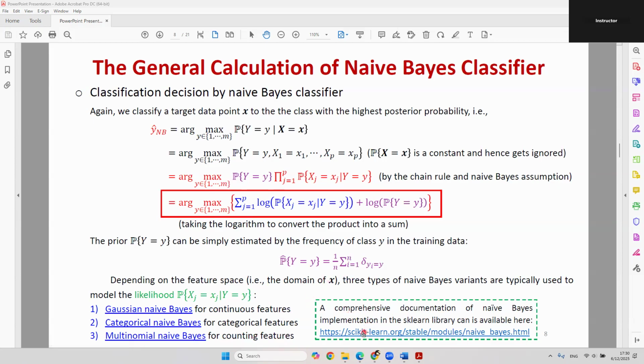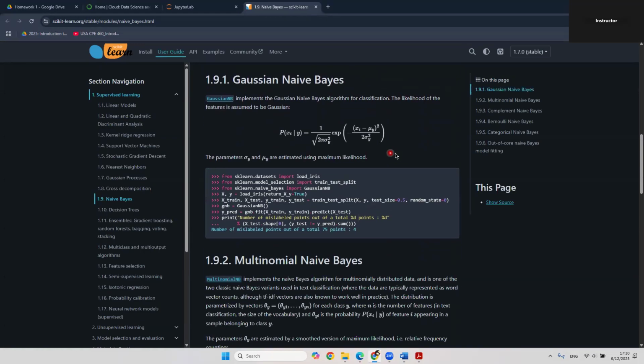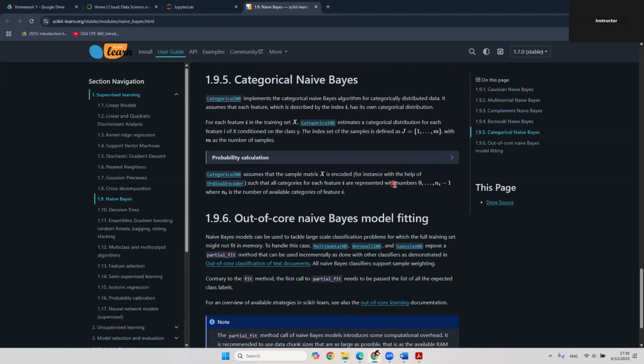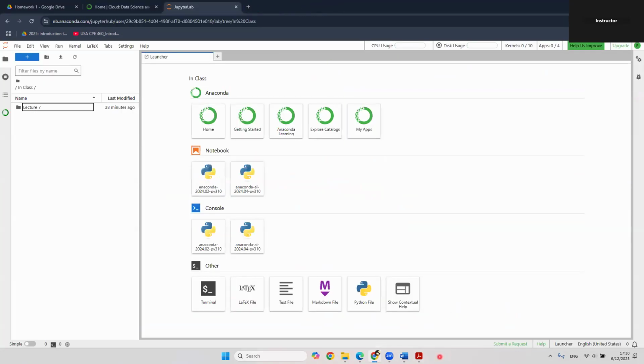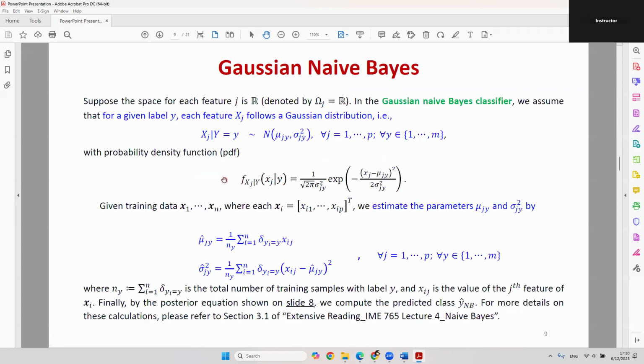If you would like, you can just have a look here, and it shows you more such things. Here I just include some more details in my lecture. So first, let's have a look at Gaussian naive Bayes.